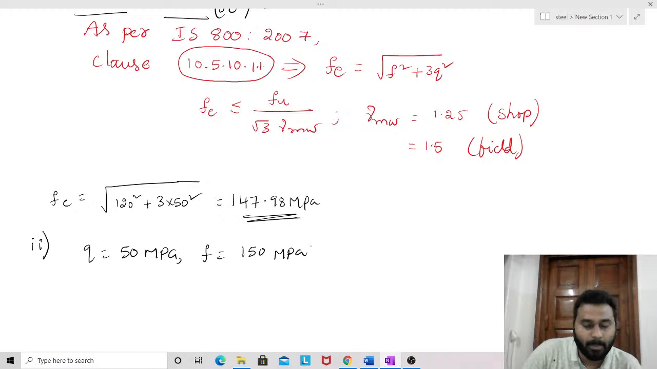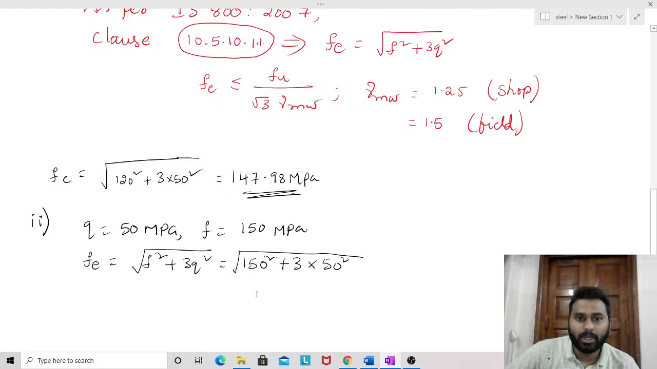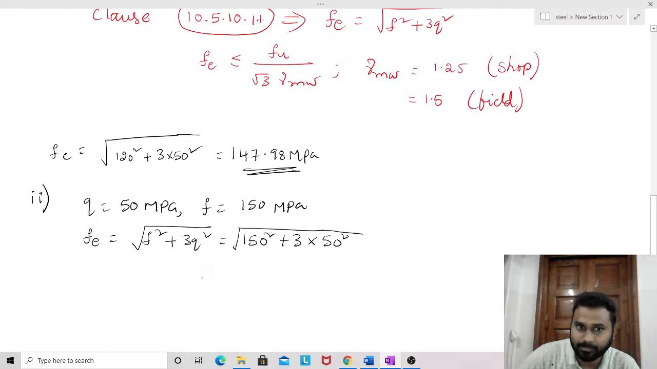Okay, so first concentrate here. The equivalent stress Fe. We know that it is under root F square plus 3Q square, right? So Fe is under root 150 whole square plus 3 into 50 square. Upon solving we are going to get the answer as 173.21 MPa. So this was the answer.